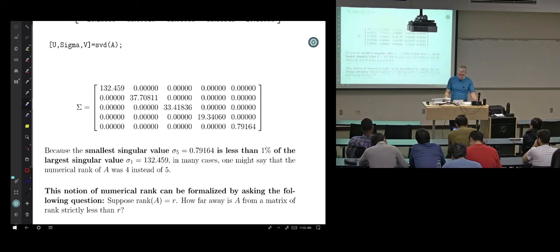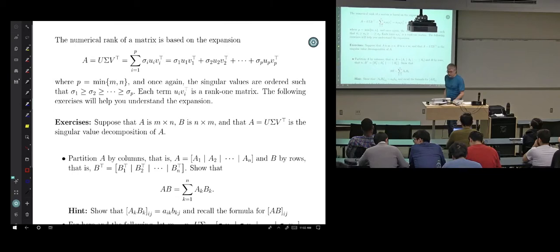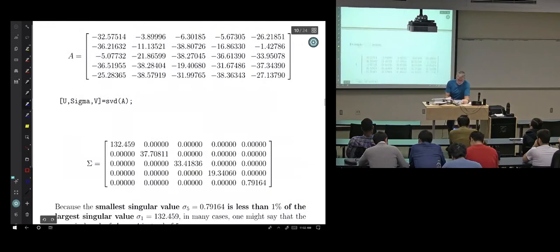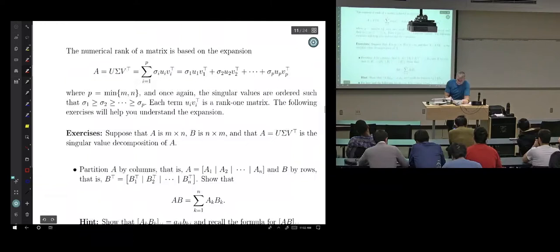Okay, so let me make that concept a little bit more clear. So this is, okay, so this last part. Okay, so this you want to know, and this you want to know. Of course, this theorem you want to know. And this is super useful.